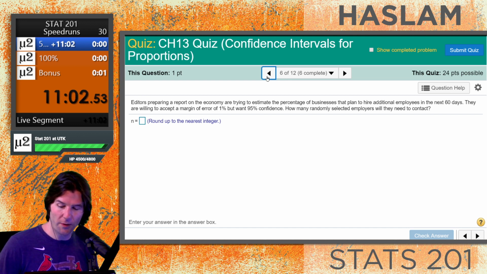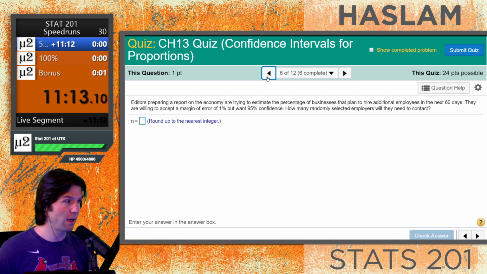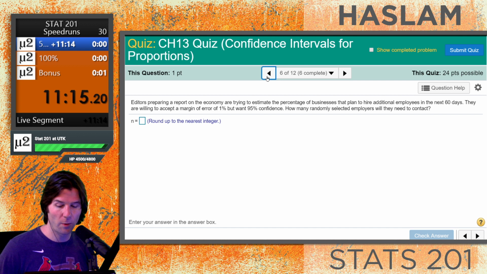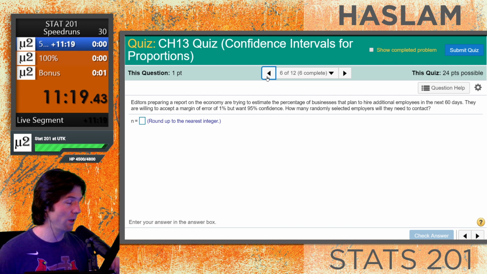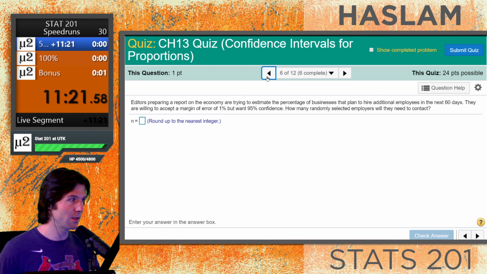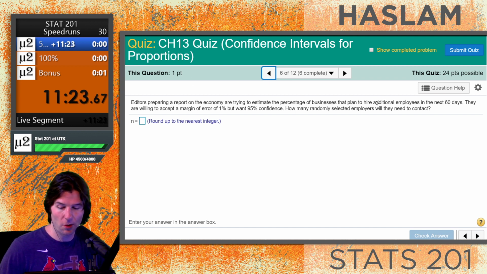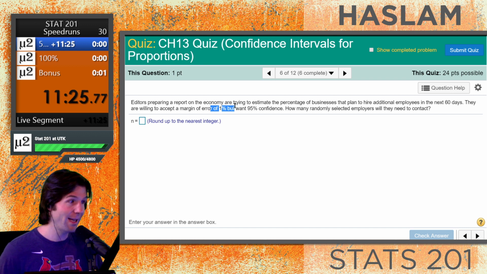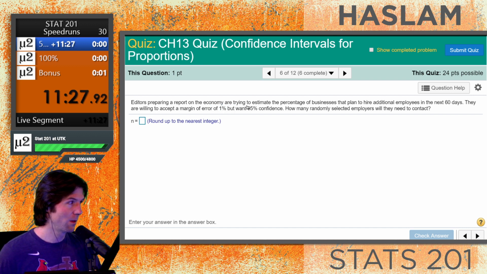Editors preparing a report on the economy are trying to estimate the percentage of businesses that plan to hire additional employees in the next 60 days. They are willing to accept a margin of error with 95% confidence. How many randomly selected employees need to be contacted? This one is the tricky one. This one right here does not give us, can we identify the notation? That is the margin of error. This is going to go to the z-score.